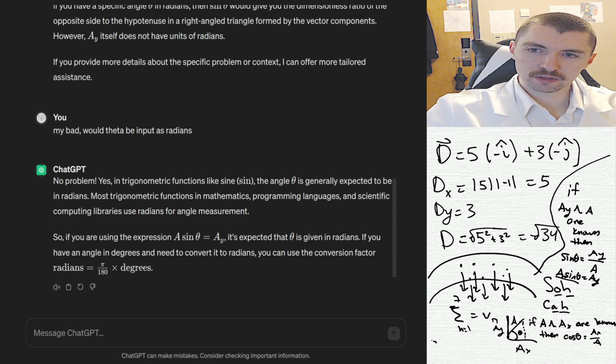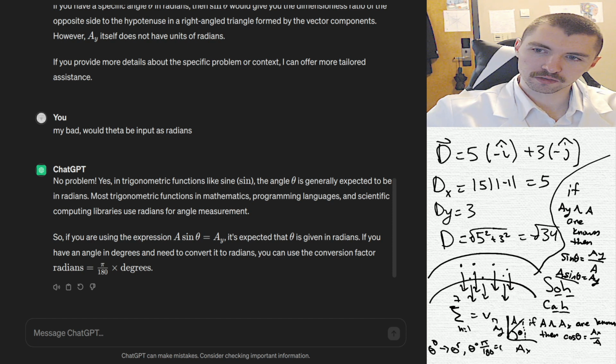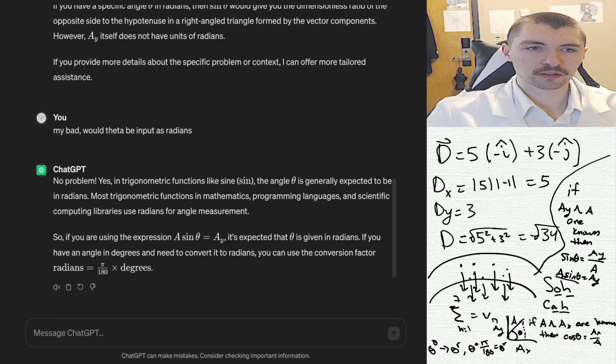So to convert theta in degrees to theta in radians, you do theta degrees times pi over 180, which gives theta radians.